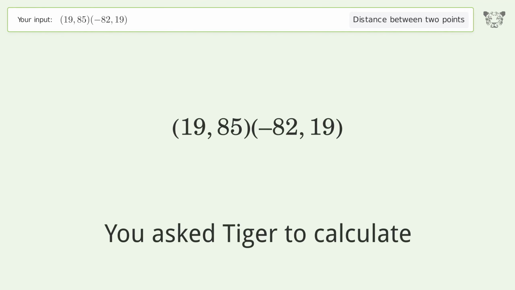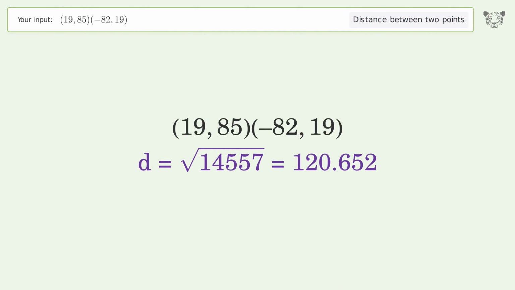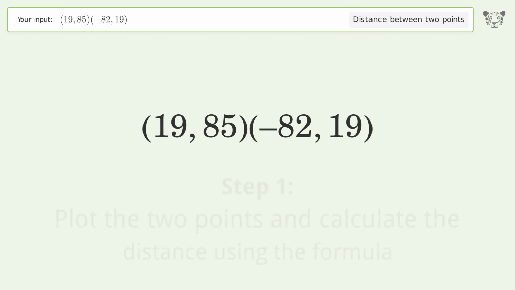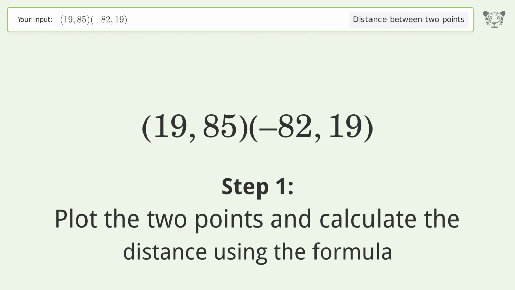You asked Tiger to calculate the distance between 2 points. The distance between the 2 points is the square root of 14,557 or 120.652. Let's solve it step by step. Plot the 2 points and calculate the distance using the formula.